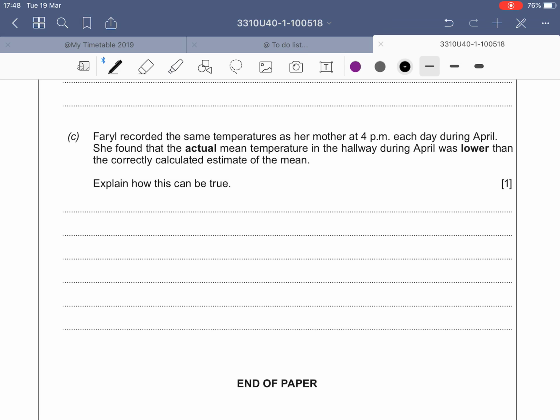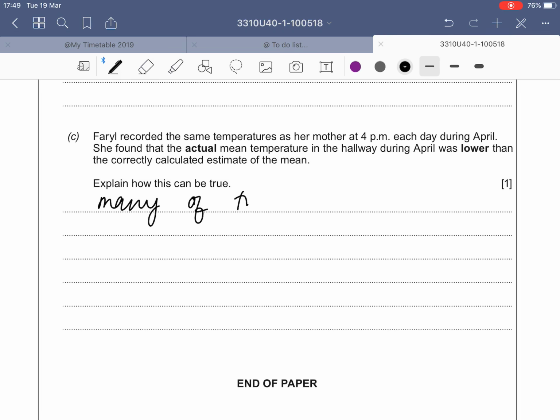Farrell recorded the same temperature as her mother at 4 p.m. each day during April. She found that the actual mean in the hallway was lower than the correctly calculated estimate. Explain how this could be true. So as I was saying about the midpoints, if the actual temperatures had all been less than the midpoint, our midpoint, although a fair representation, would have been an overestimate. Likewise, we could have had a temperature that was too high or too low, because the actual temperatures could have been above the midpoint. The midpoint is a fair estimate, but it isn't going to be as accurate as the raw data.